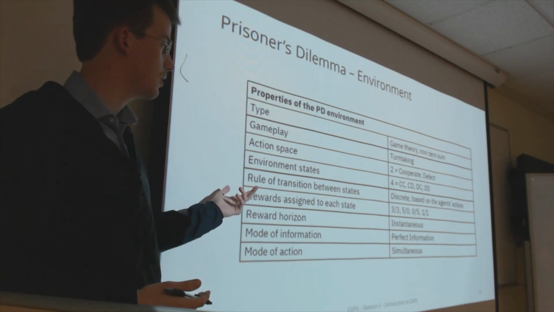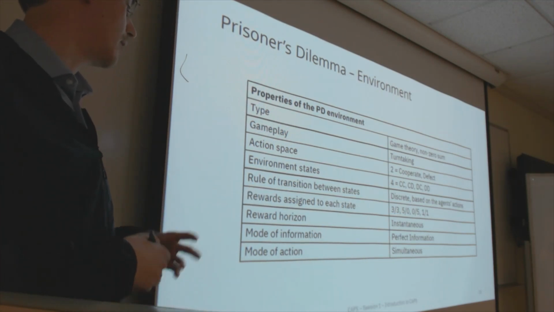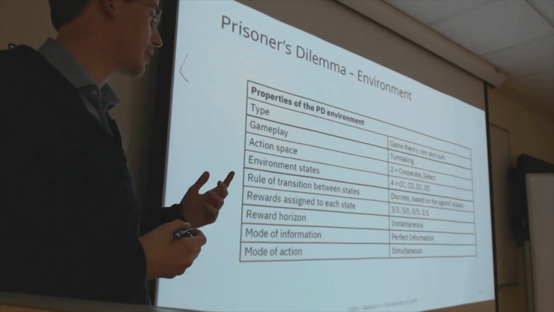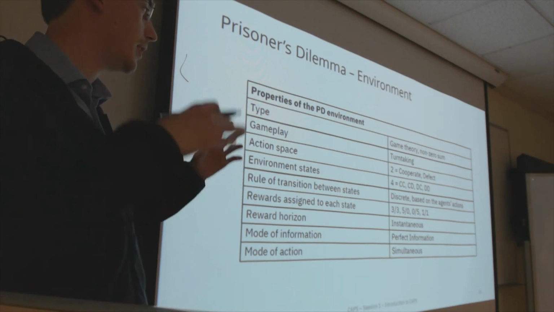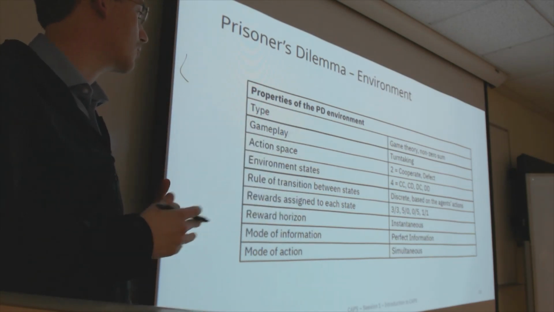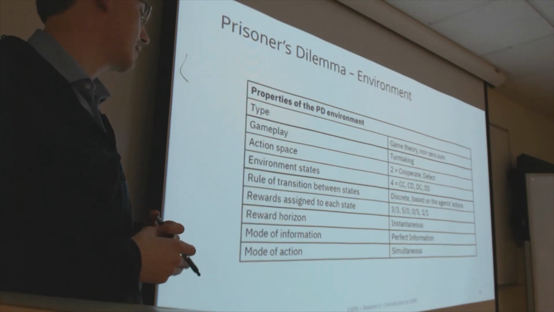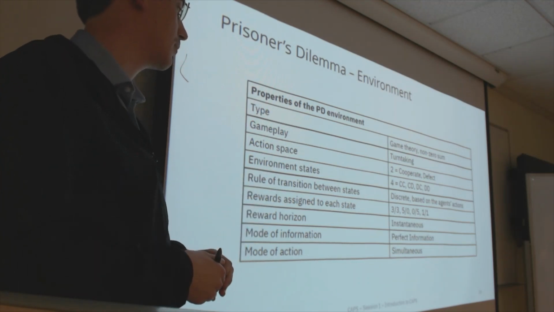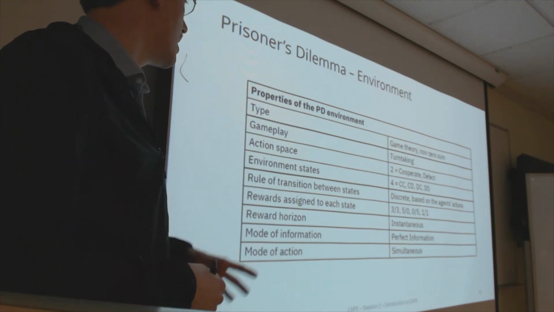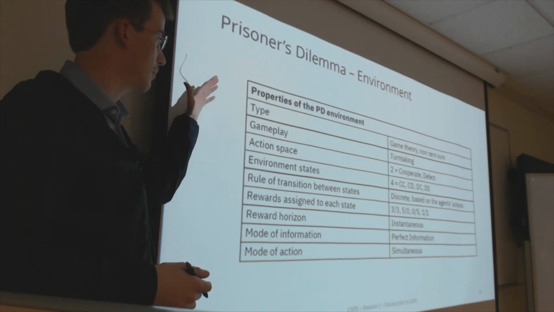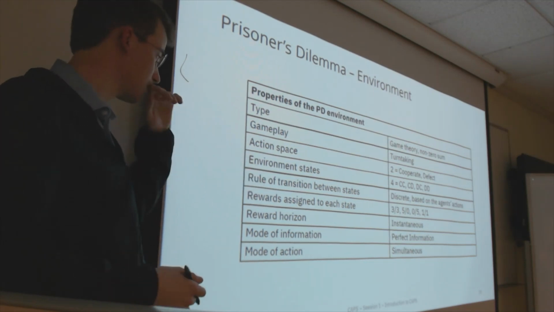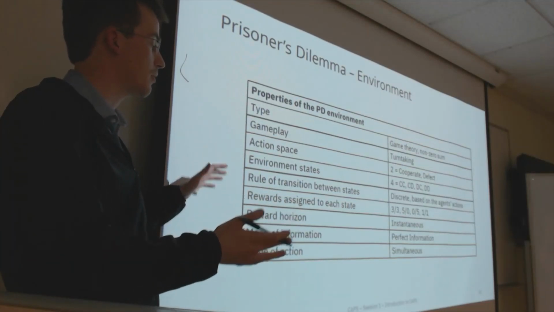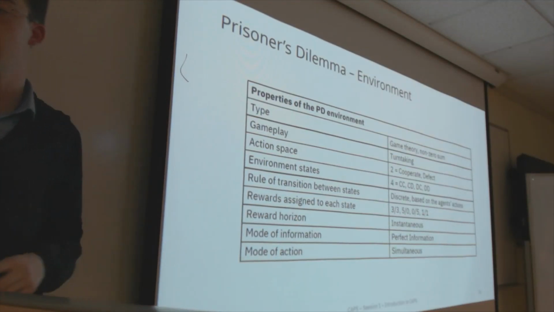Then we also have rewards assigned to each state. And the reward horizon is instantaneous. So as soon as you take an action, you receive a payoff. The information is perfect information. So you have access to the environment states, the action space, and the rewards. And the mode of action is simultaneous. So both agents, and again, this would depend on the assumptions, make their actions simultaneously. And why we're doing this is just to have some criteria for comparing across environments, which I think is useful when we introduce StarCraft. Now we have this basic benchmark of what an agent environment model looks like that is commonly used in international relations.